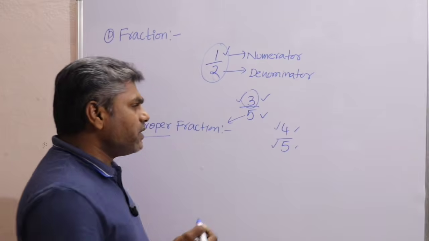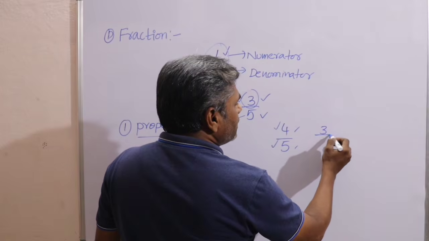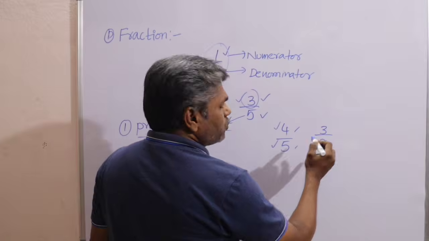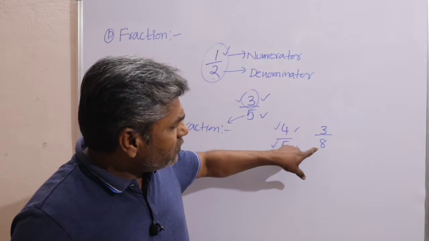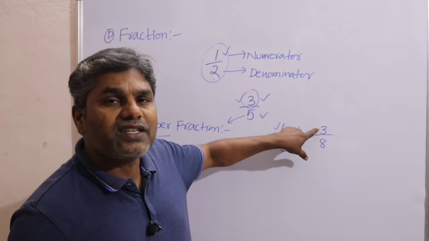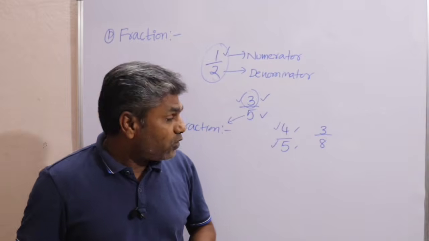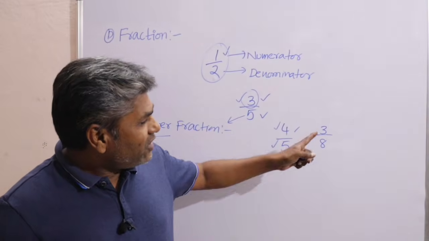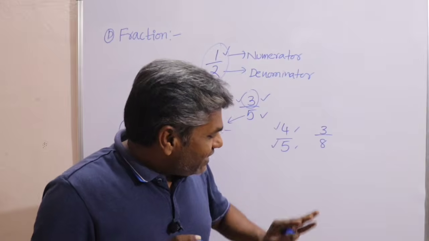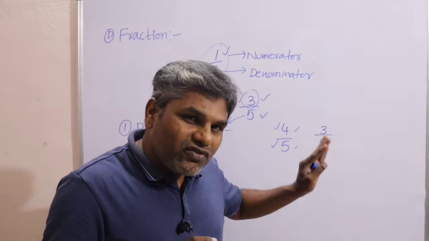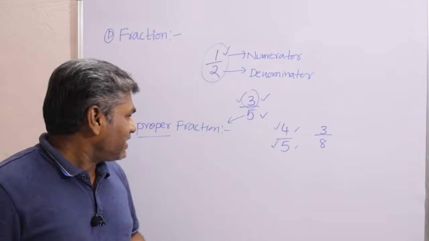Similarly, you may take many examples. 3 by 8 also. The meaning of this one is you have taken 3 chocolates and those 3 chocolates are divided into 8 equal parts and you have 3 parts with you. 3 parts are always less than the whole chocolate.